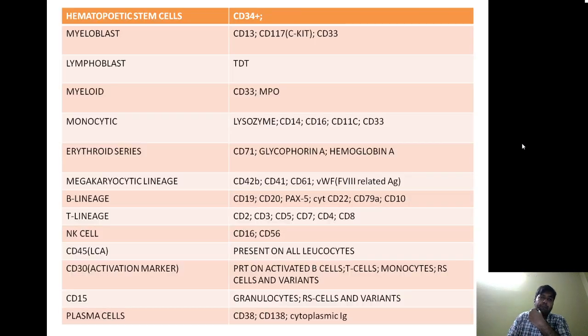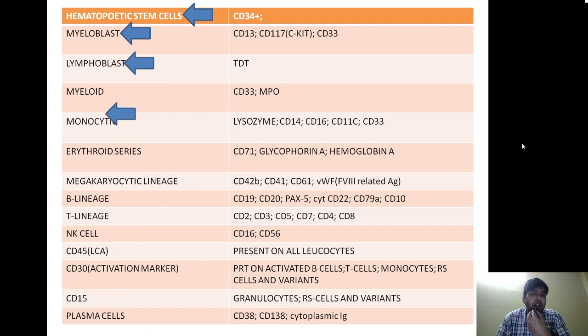Now we are going to end this particular lecture by reading about the lineage markers. Very important slide. Although there are lots of lineage markers and more subdivisions, please remember this. This is going to help you a lot. Hematopoietic stem cells are positive for CD34. Myeloblast is positive for CD13, CD117 and CD33. Lymphoblast is positive for TdT, both B lymphoblast as well as T lymphoblast.